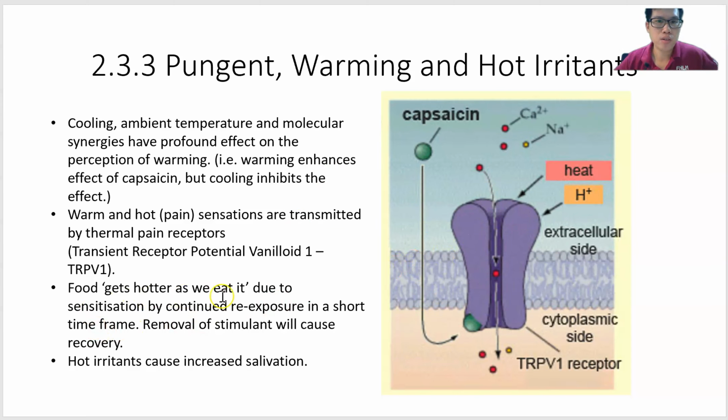The food gets hotter as we eat due to the sensitization by continued re-exposure in a short time frame. Removal of the stimulus will cause recovery. So if it's hot and spicy, stop eating it. But some people continue to eat, and the more you eat, the more irritated you get. Some people will eat, stop, and it takes a long time to finish a bowl of noodles. Hot irritants cause increased salivation, that's why your saliva will actually come out. It's just a natural effect.